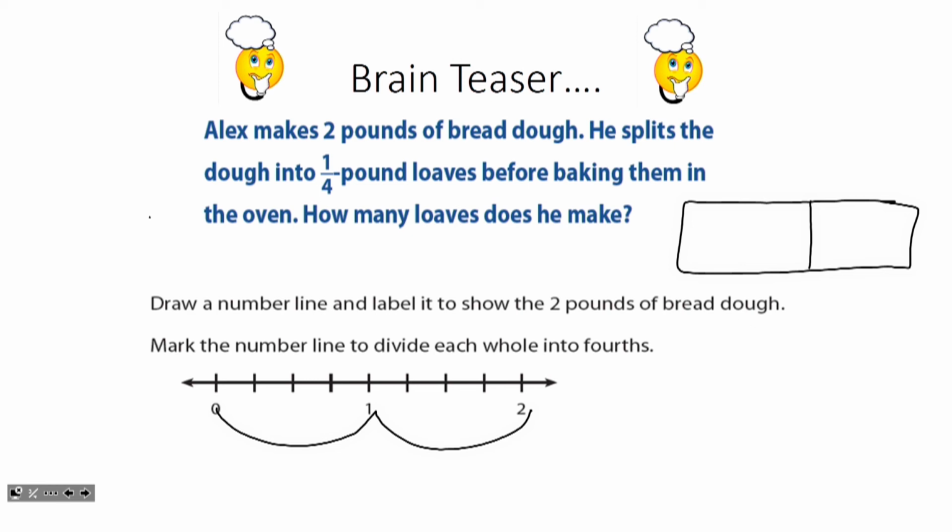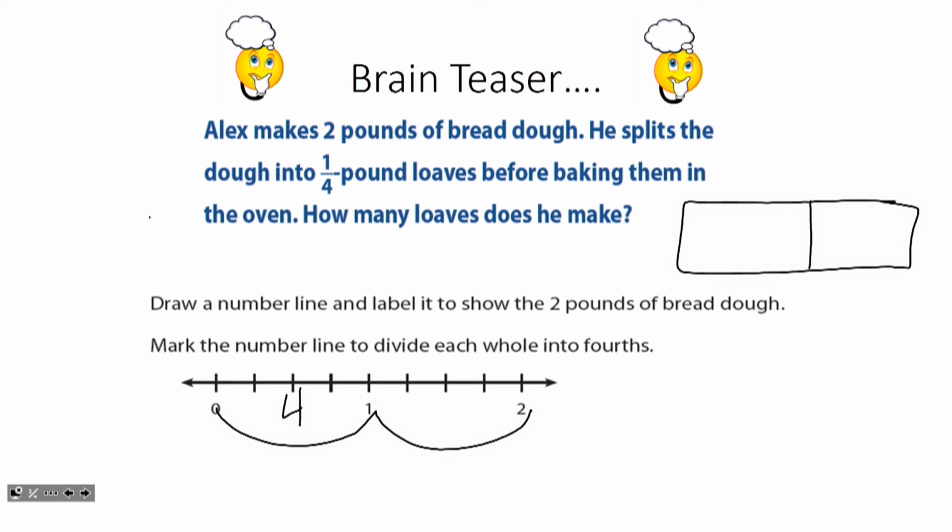Then it says to mark the number line to divide each whole into fourths. If you think about it, the 2 pounds of the bread dough is broken up into fourths. And we're going to figure out how many loaves he makes when he breaks it into fourths. So here's pound 1, and this is 1/4, 2/4, 3/4, 4/4. How many fourths are there? 4 of them. So in that first pound, he has 4 loaves.